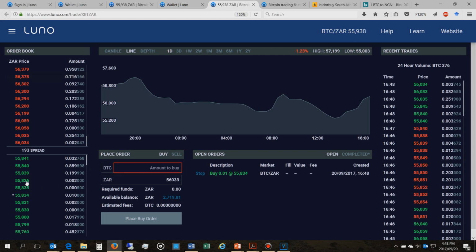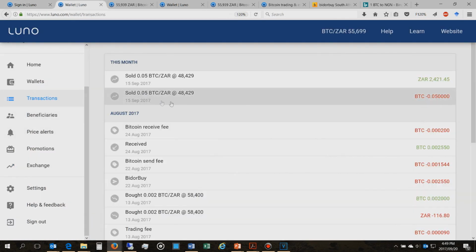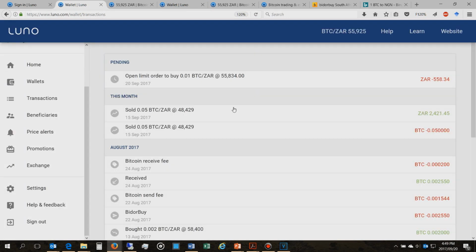And then I will just wait however long it takes and see if somebody eventually buys it. I can have a look at my previous transactions, and it usually shows you your current transactions. I just want to see if I can quickly get that going. Right, so it's showing me here there is a pending open order of 0.01 Bitcoin at a price of 55,834, and the price is 558 Rand. It is still pending, it hasn't happened.